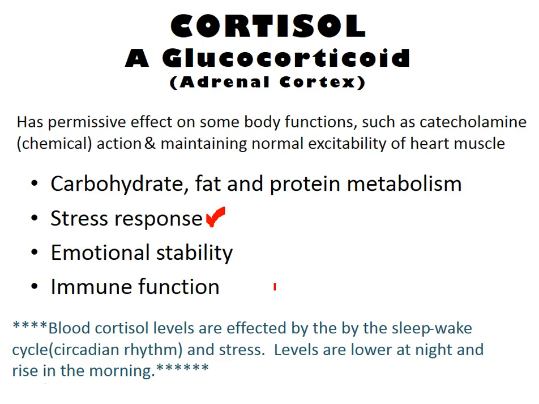Blood cortisol levels are also affected by the sleep-wake cycle, which is your circadian rhythms, and stress. So levels are lower at night and actually rise in the morning. What's important about this, and we'll talk more about it when we get into diabetes, is that if there are elevated cortisol levels in the body, you will also have higher glucose levels. So there can sometimes be issues with how the cortisol levels are during the night and how people can have some issues with their glucose levels.